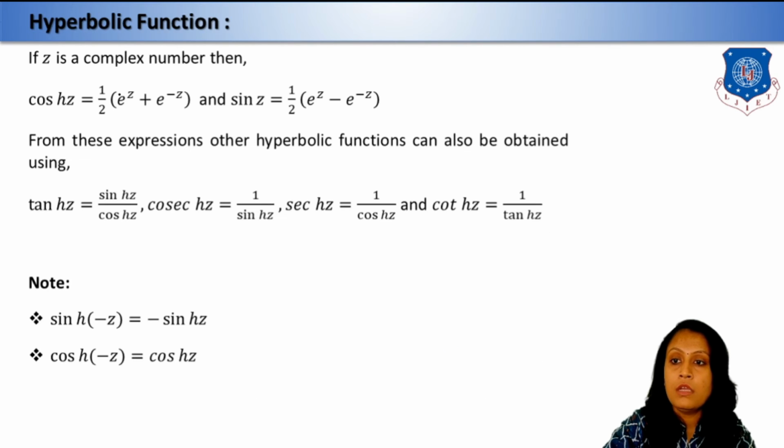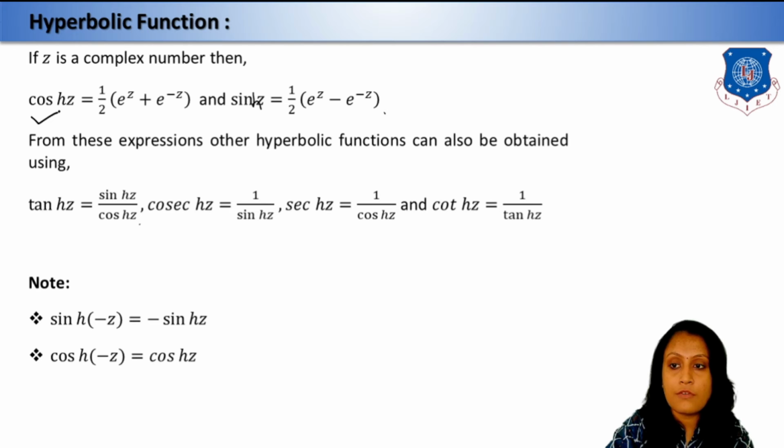Now let's move to the next topic, that is hyperbolic functions. If z is a complex number, then cosh z is equal to (e raised to z plus e raised to minus z) upon 2 and sinh z is equal to 1 upon 2 times (e raised to z minus e raised to minus z). From this expression other hyperbolic functions can also be obtained using the formulas: tanh z is equal to sinh z upon cosh z, cosech z is equal to 1 upon sinh z, sech z is 1 upon cosh z and coth z is 1 upon tanh z.